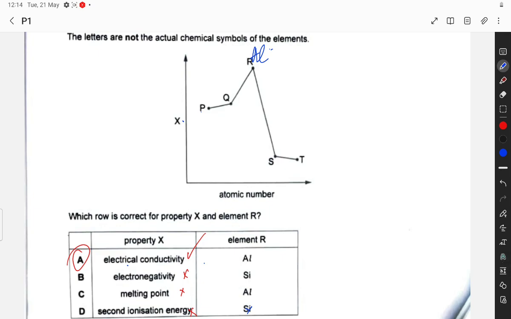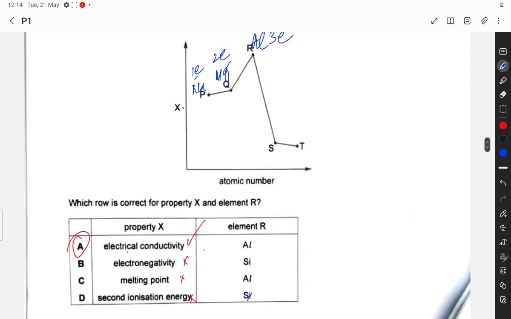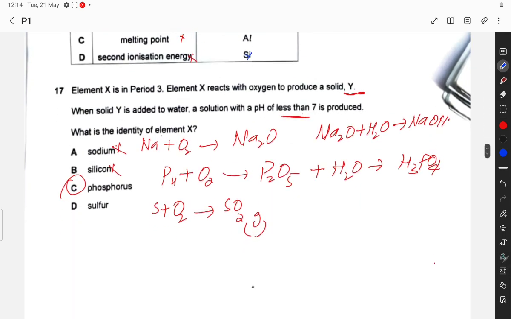Because aluminum has, this is sodium, this is magnesium, and this is aluminum. Sodium has one delocalized electron, magnesium has two, aluminum has three delocalized electrons. So aluminum has more delocalized electrons. The strength of electrical conductivity depends on the number of delocalized valence shell electrons. So that's why it could be A.